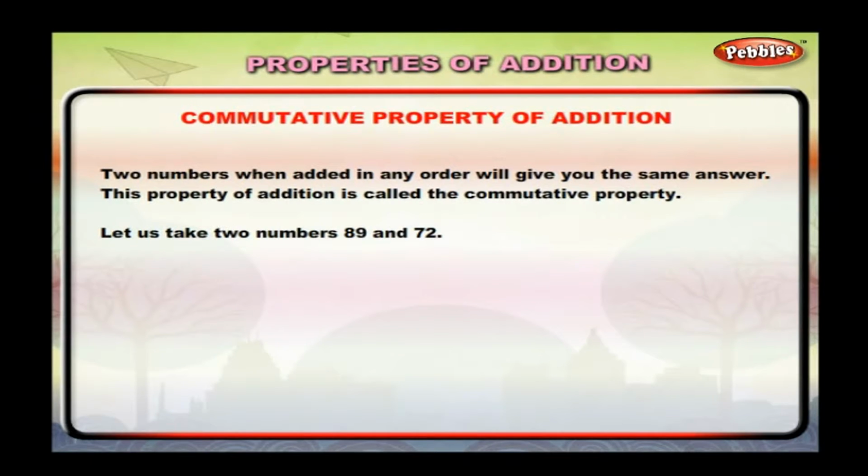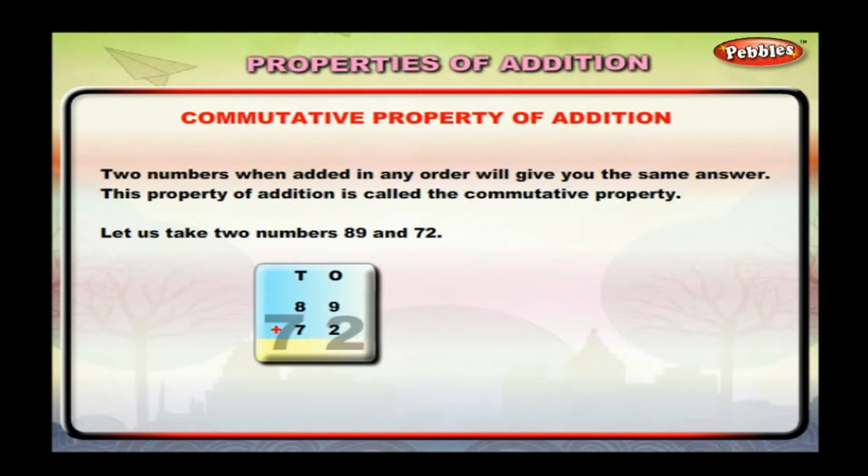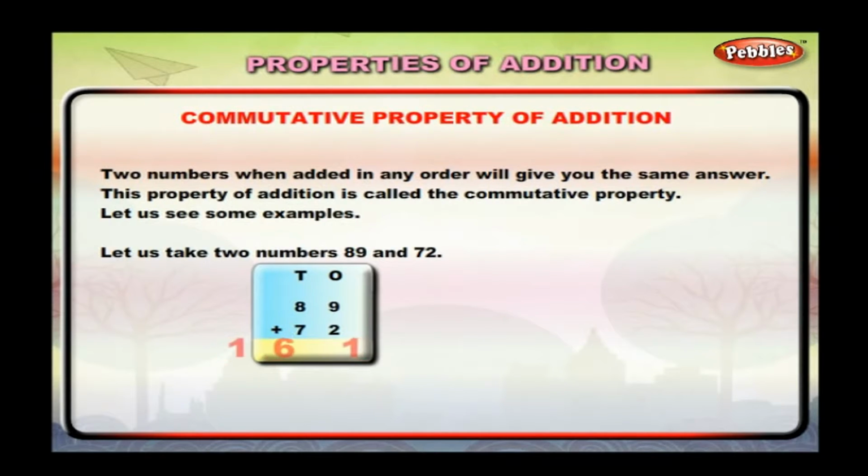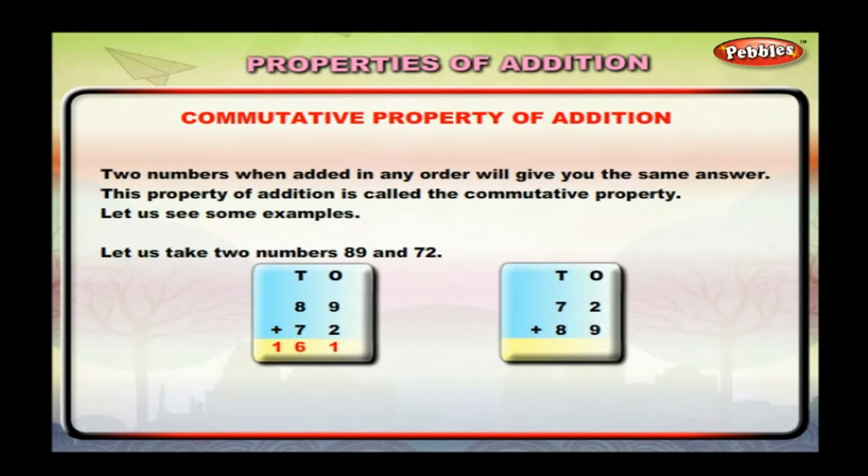Let us take two numbers, 89 and 72. Arrange them in a column and add these numbers. 89 plus 72, we get 161. Now change the order in the column and add them. 72 plus 89. The answer is the same, 161. So 89 plus 72 is equal to 72 plus 89.